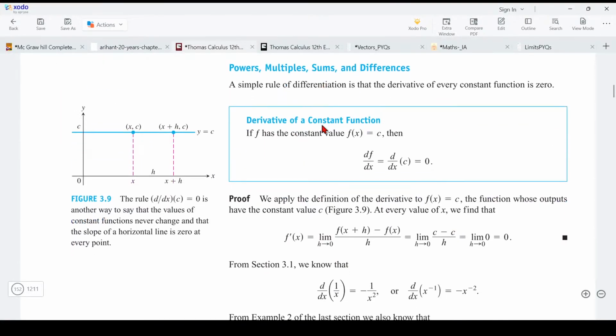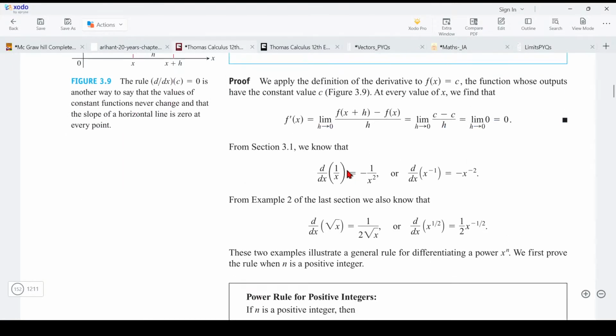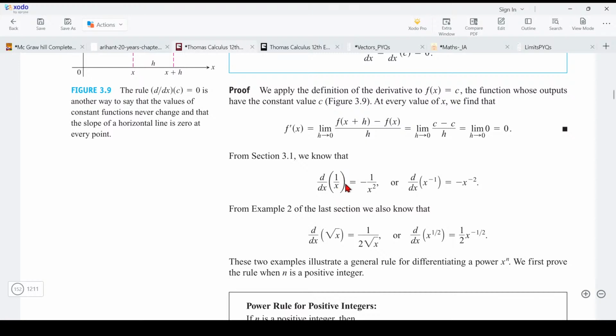Now you know the basic things. A constant function means the function is not increasing or decreasing, y equals c, for example. So the slope is neither increasing nor decreasing; it is flat, which is why it is 0. That's why d by dx of a constant function is equal to 0. And earlier we derived d by dx of 1 by x.